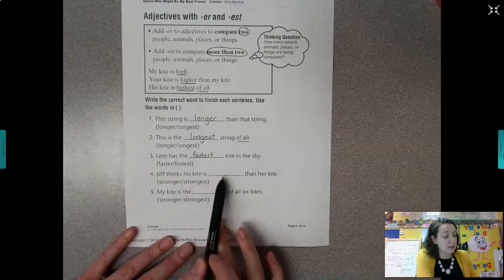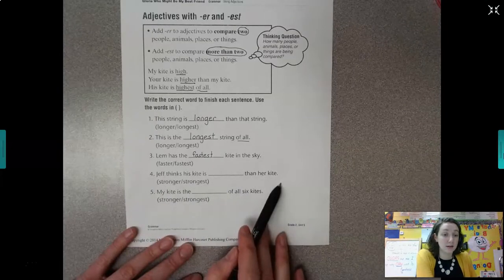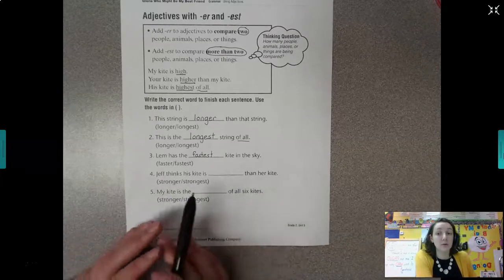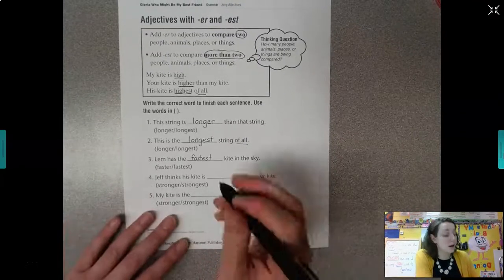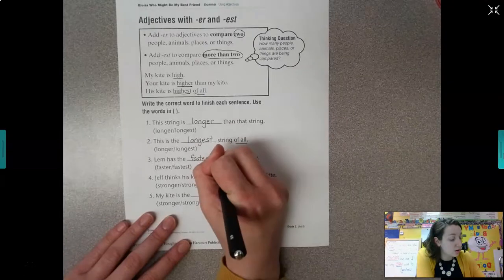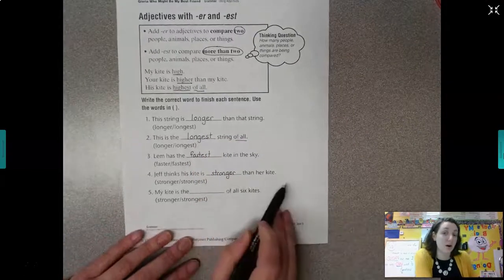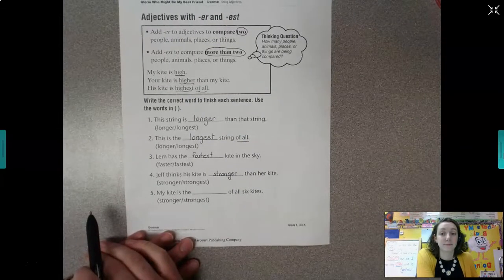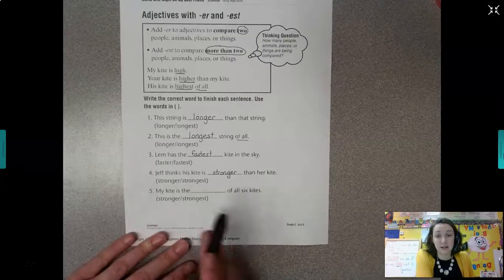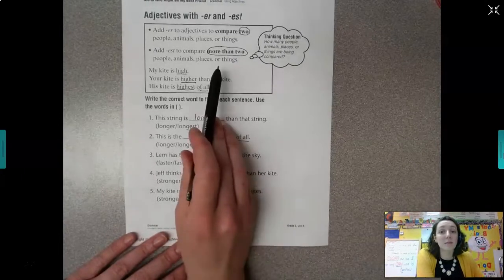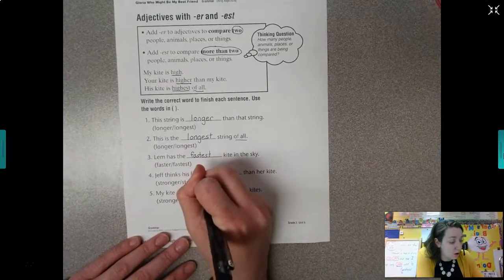Jeff thinks his kite is blank than her kite. Well, it's comparing between two things, between Jeff's kite and whoever her kite is, right? So two things we're comparing, so it's just going to be ER, stronger. Jeff thinks his kite is stronger than her kite. All right, and then the last sentence is: my kite is the blank of all six kites. Well, of all six kites, that's definitely more than two, so we're going to say that EST for strongest.